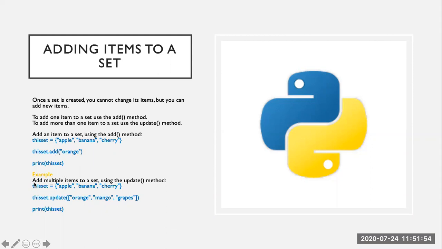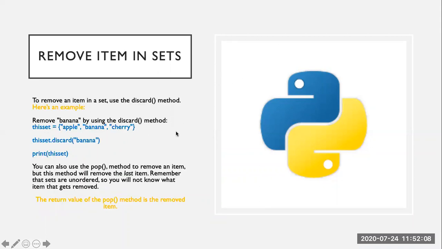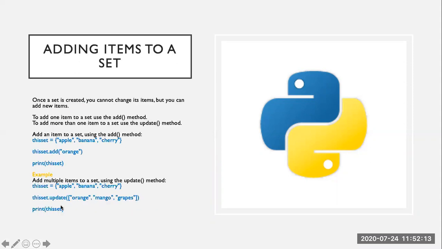Similarly, in case we want to add multiple items, we can use the update method. For example, we use the name of this set, then the dot operator and then the update method. In this case we are actually adding three items to the same set. So when we print this, it will print the six items in this set. But they will be unordered, because we have discussed that sets are unordered.